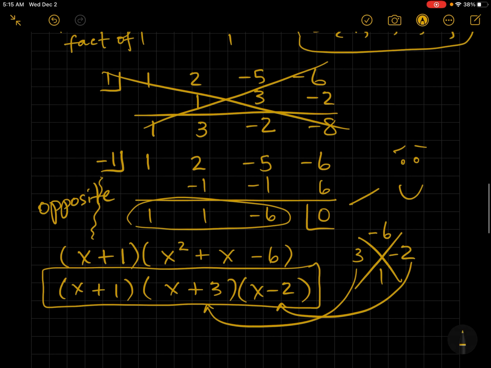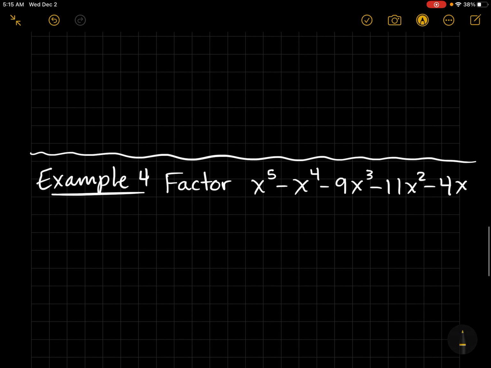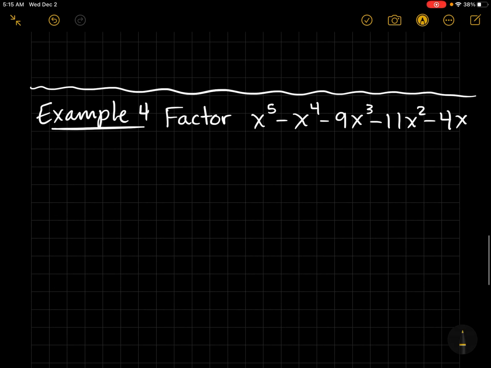Alrighty, let's move forward and try another one because there's different little things that can come up, and I just want to show you a few different situations that you might see. Okay, no GCF. Oh, yes, there is a GCF. And I noticed there's no constant term, so that's a big hint. I'm going to factor x out. There's an x all the way across, and so I have x to the 4th power minus x cubed minus 9x squared minus 11x minus 4.